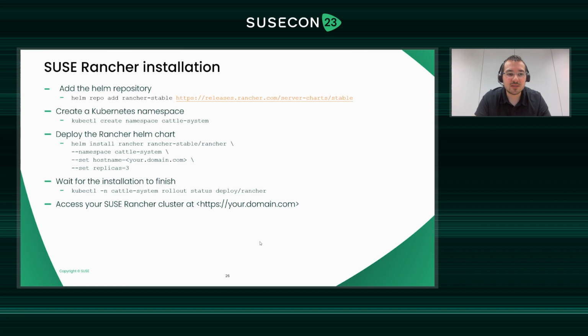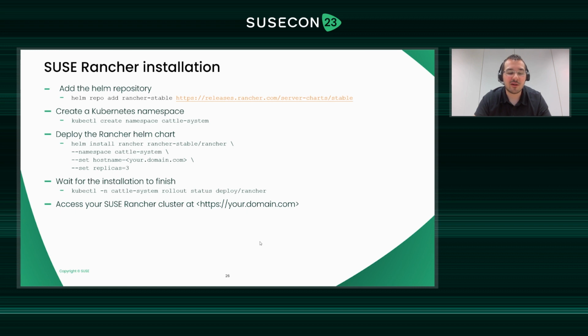The SUSE Rancher installation then is like this: you just add the Helm repository, you create a namespace, and then deploy the Rancher Helm chart. Make sure you set the host name correctly, because this will be the one address where you later on have access to your cluster.